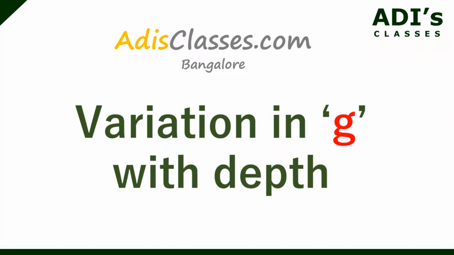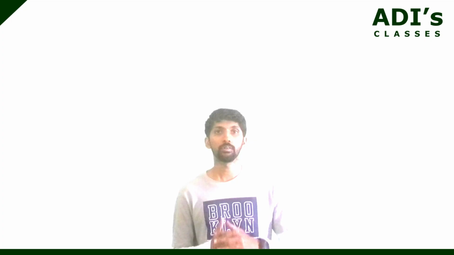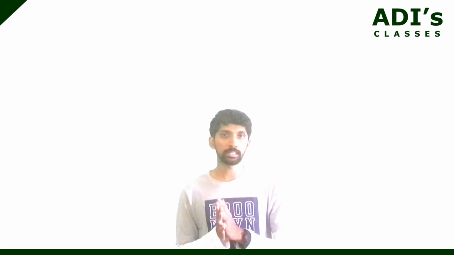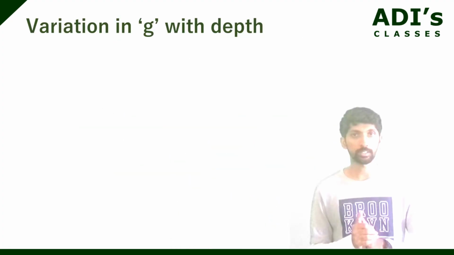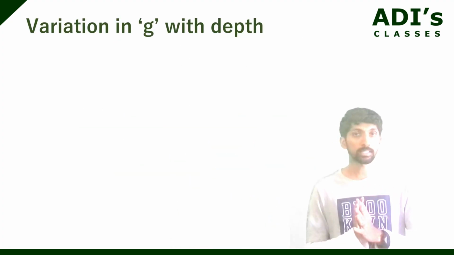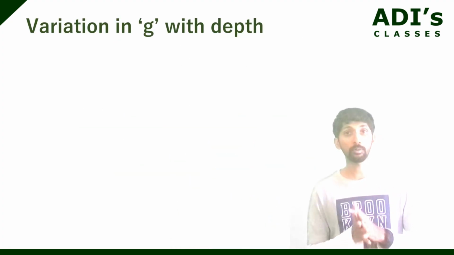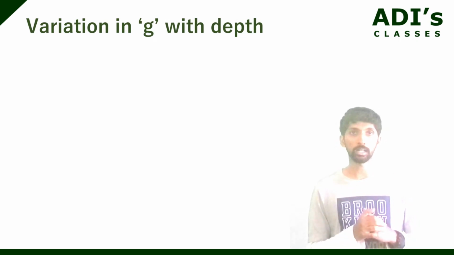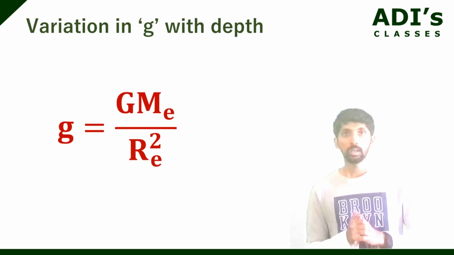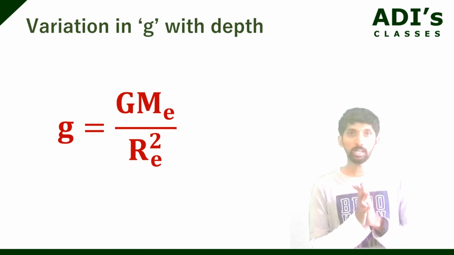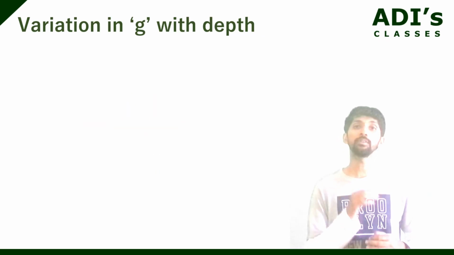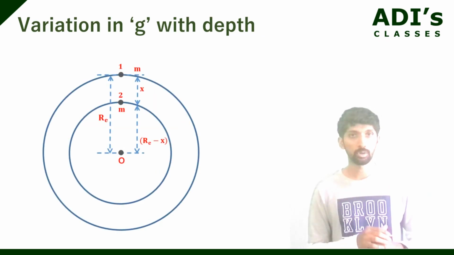Let's see how acceleration due to gravity varies with depth. Now, what we'll consider is the acceleration due to gravity on the surface of Earth. When I say that, we already have a formula, which is g is equal to GM_e divided by R_e square. Now, assuming Earth to be a sphere of radius R_e and uniform density rho.